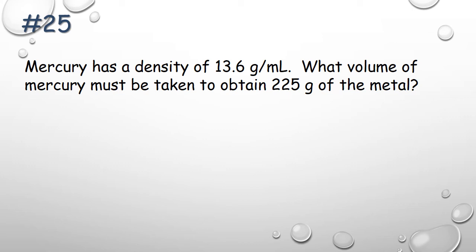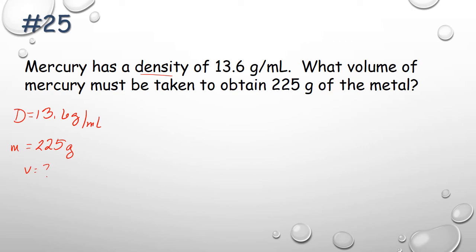Okay, so mercury has a density of 13.6 grams per milliliter. I know that if I have grams per milliliter, that's density. It even says density right there, so I'm going to write D equals. What volume of mercury must be taken to obtain 225 grams? If I see the word grams, I'm thinking mass. What volume? So I need to find the volume.